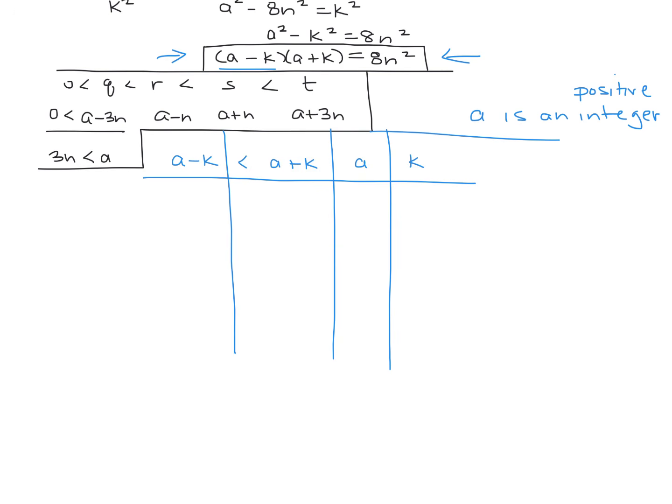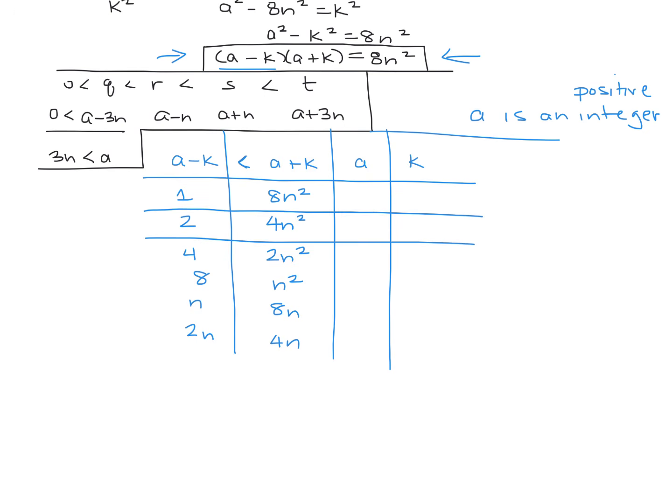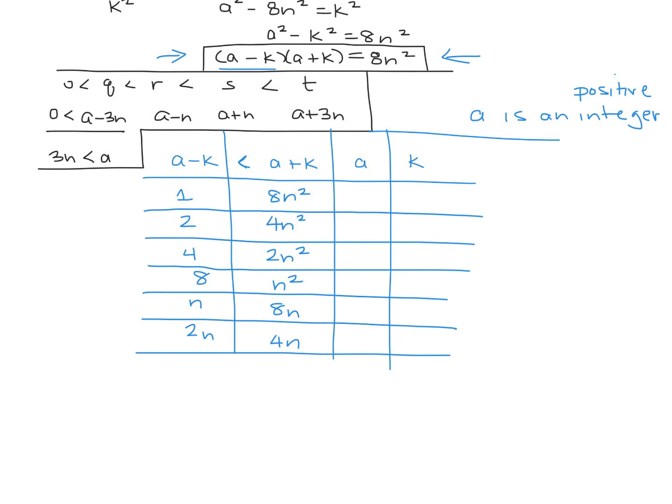If a minus k times a plus k is 8n squared, what are the possibilities? Well, you could have 8n squared and 1. You could have 4n squared and 2. You could have 2n squared and 4. You could have n squared and 8. You could have 8n and n, or you could have 4n and 2n. Now, this is where we stop, because a plus k has to be greater than a minus k. You might think of other scenarios, but then that inequality would not hold true.